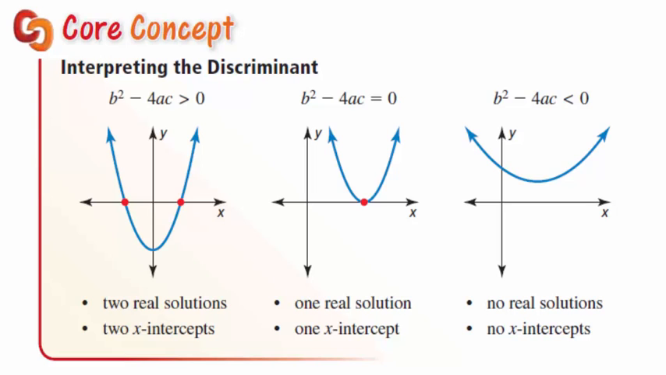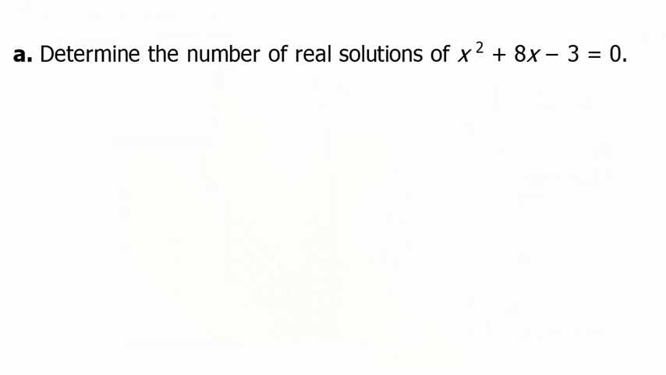This is what a graph's like if we're looking at those 3 possibilities. 2 intercepts, it crosses the axis twice. 1 intercept, it actually bounces off. And no intercepts, never crosses. So all we need to do is determine b squared minus 4ac. Every time we're going to look at b squared minus 4 times a times c. We do have to make sure it's in standard form, and then we plug in and number crunch.